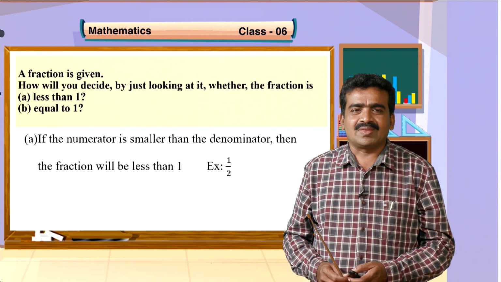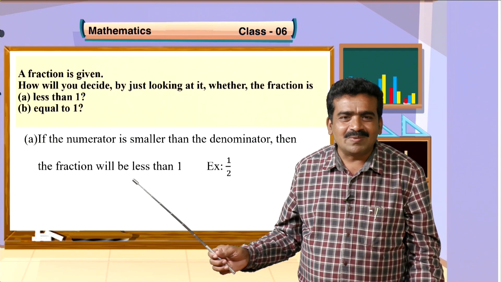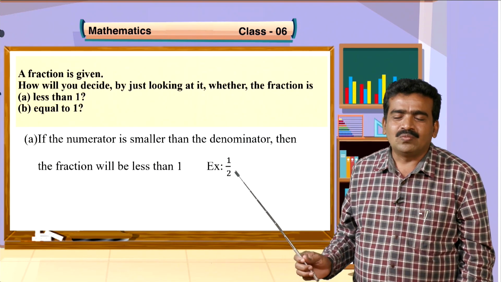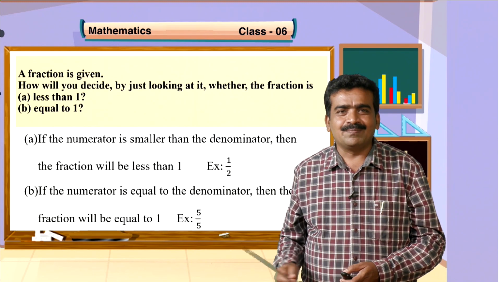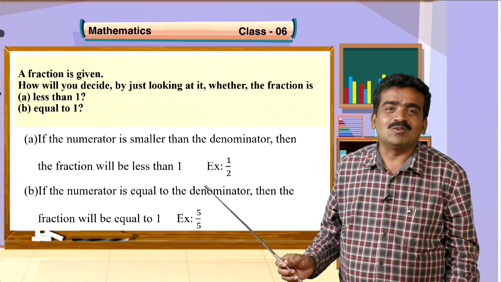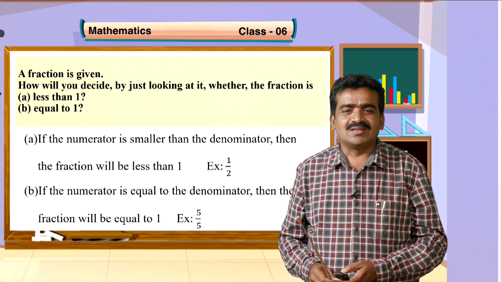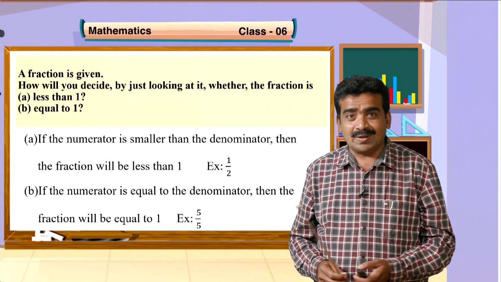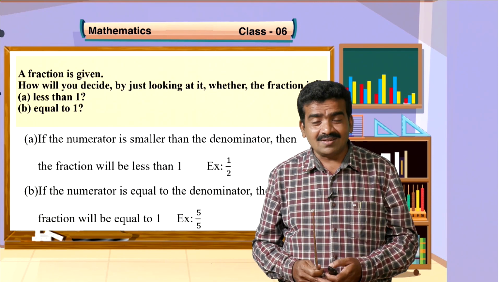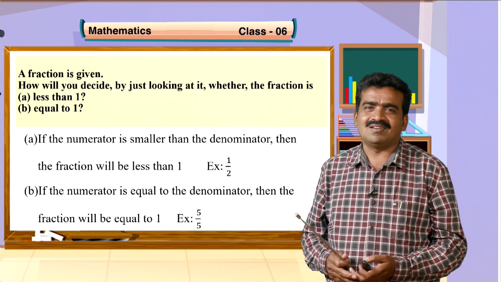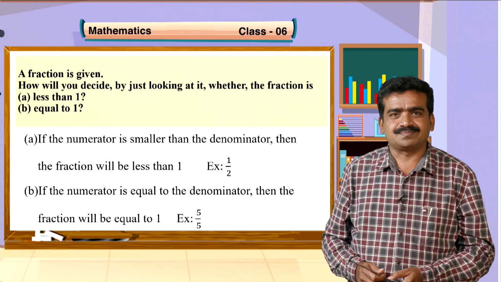So, if the numerator is smaller than the denominator, then the fraction will be less than 1. For example, 1 by 2, 1 by 3, 1 by 4, etc. Similarly, if the numerator value is equal to the denominator, then the fraction will be equal to 1. For example, 1 by 1, 2 by 2, 3 by 3, 4 by 4, 5 by 5, 10 by 10, 100 by 100. These are some examples, and you can write many more examples of this kind.